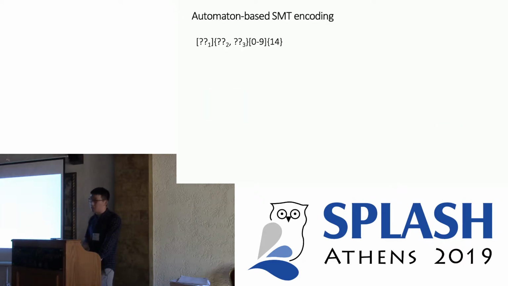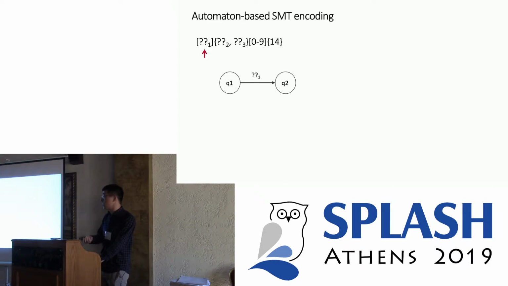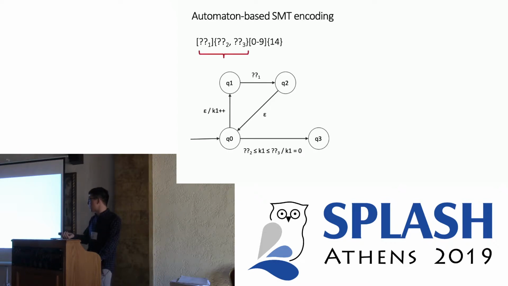For automaton-based SMT encoding, we first need to generate a template automaton from a template. Here we show the construction. For a character class hole, we will generate a transition from Q1 to Q2. And this transition could only be taken if the current character we are reading is accepted by hole 1. And for quantifier holes, the construction is similar to a repetition construct in a normal NFA.